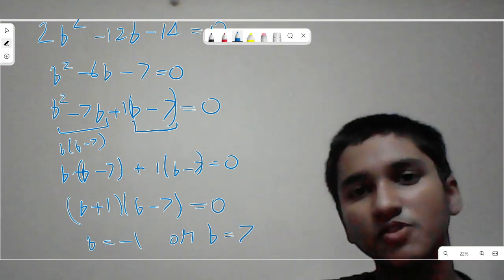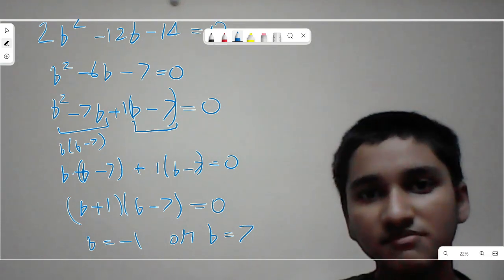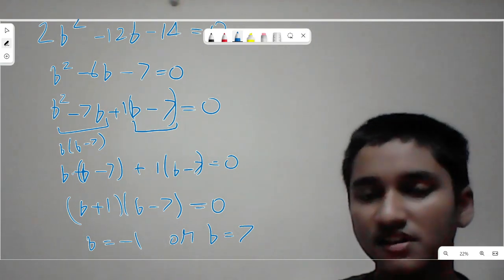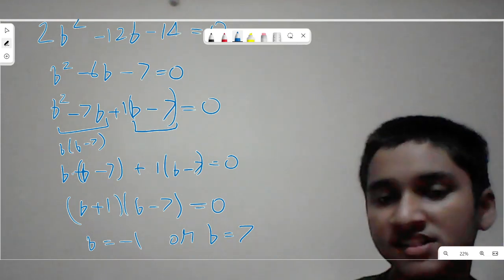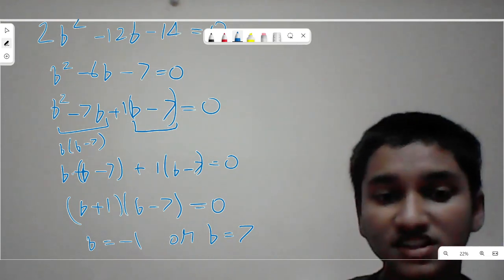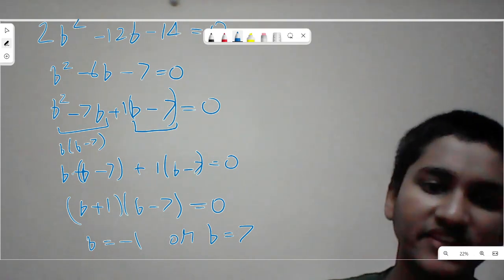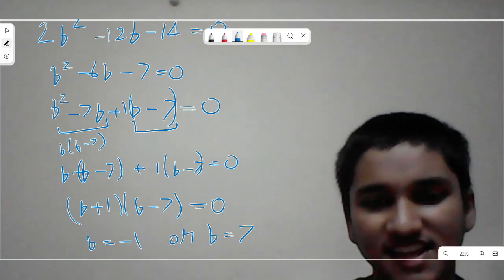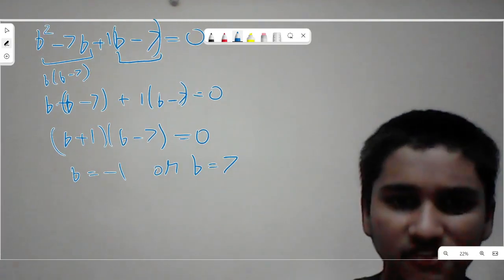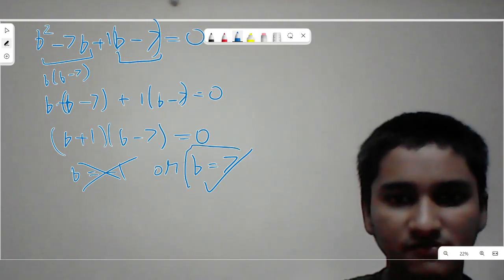Now an interesting property of bases is that the digits we are using must be less than the base, because in our base 10 we don't use digits more than 9. So of course minus 1 does not make any sense, because we are using digits like 5, and of course negative bases don't make sense in questions like this anyway. So we will simply ignore this solution, and this is our main solution. So b is equal to 7.